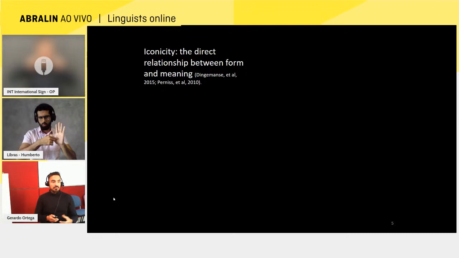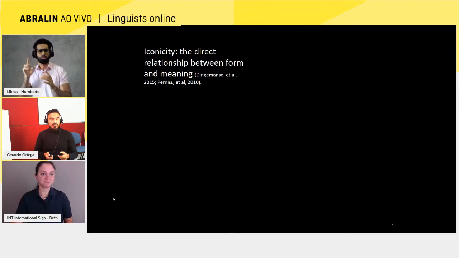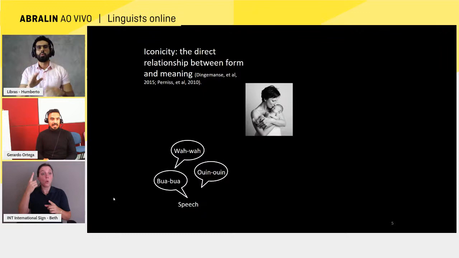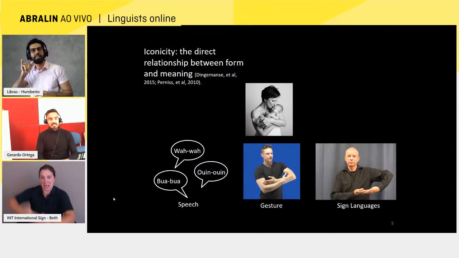Iconicity is a feature that has been observed in all the modalities of language. It is observed in speech, in gesture, and in sign languages. So to represent the concept of a baby in the spoken modality, people may try to recreate the sounds that are produced by babies. In gesture, some speakers may try to recreate the action of actually holding a baby. And sign languages can also exploit iconicity, and they also make use of the action of cradling a baby to refer to this concept.